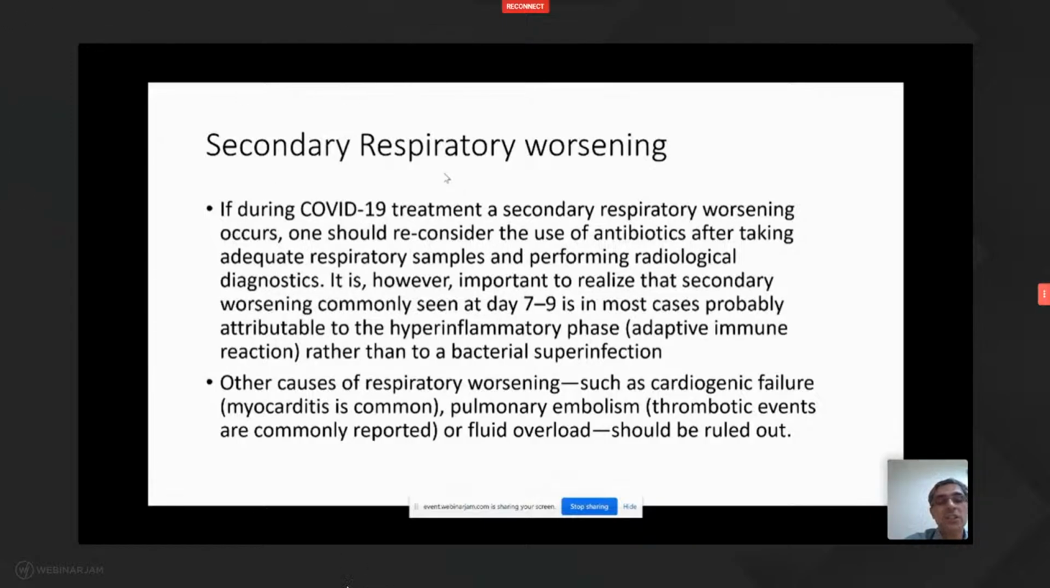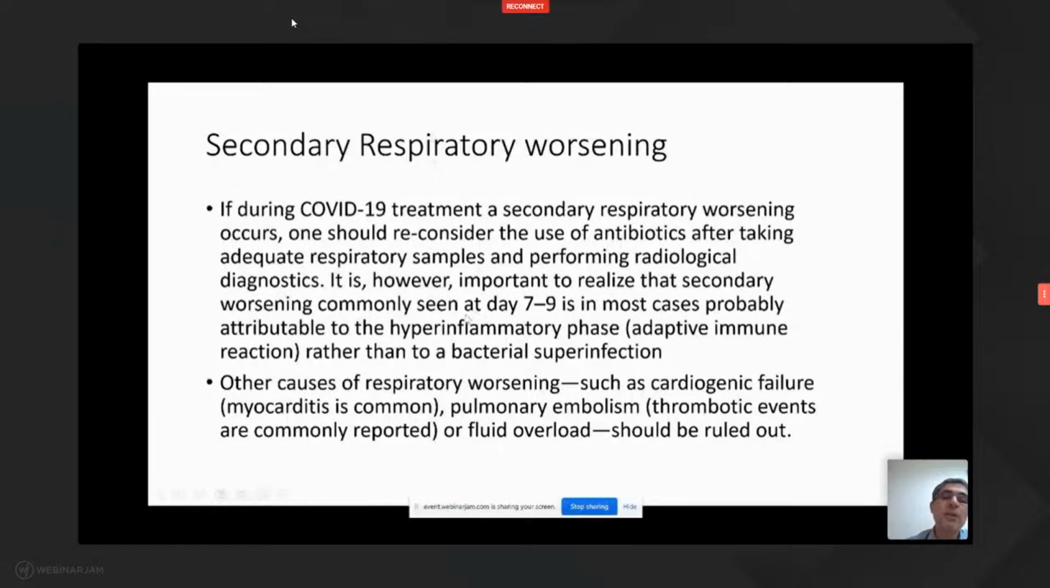But if nothing else, just sending 2 sets of blood cultures and a sputum sample out prior to escalating the antibiotics would be a very, very important issue. And this would be especially so, but even in the absence of treatment with corticosteroids and IL-6 blockade, the worsening on day 7 is probably a hyperinflammatory phase rather than an infection, and that may still be possible. Even in a steroid-treated and IL-6 receptor antibody-treated patient, you will still get a hyperinflammatory phase on day 7 to 9, and therefore it is possible that you might have to consider antibiotics.